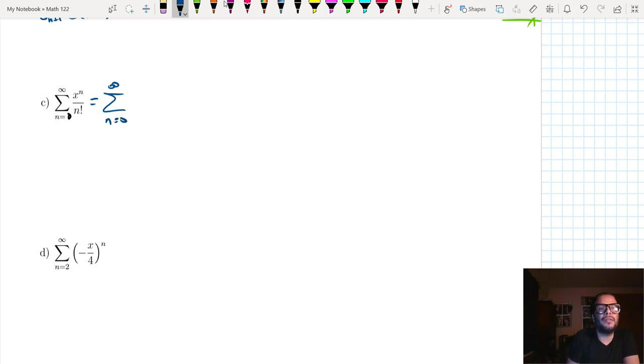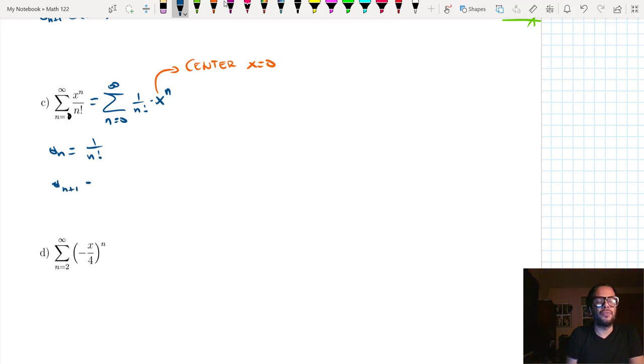n equals 0, 1 over n factorial times x to the n. By this term, the series is centered at x equals 0. Okay. What is a sub n? A sub n equals 1 over n factorial. What is a sub n plus 1? Replace n with n plus 1: 1 over (n plus 1) factorial.